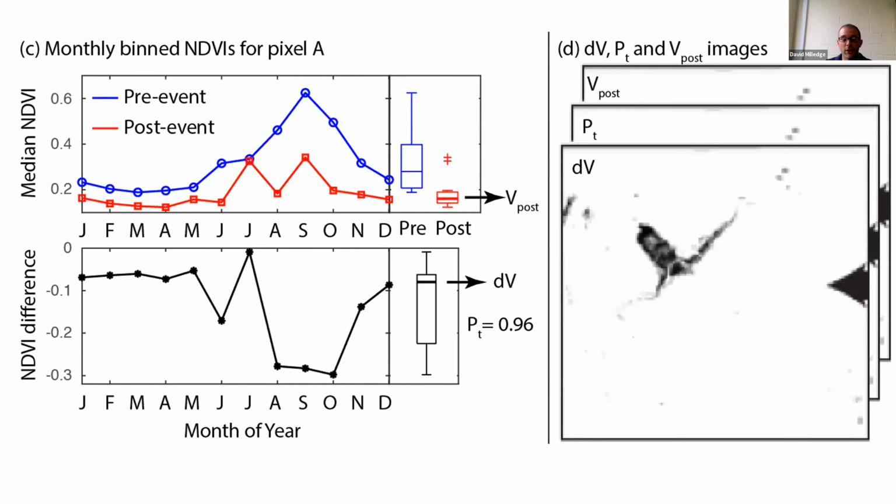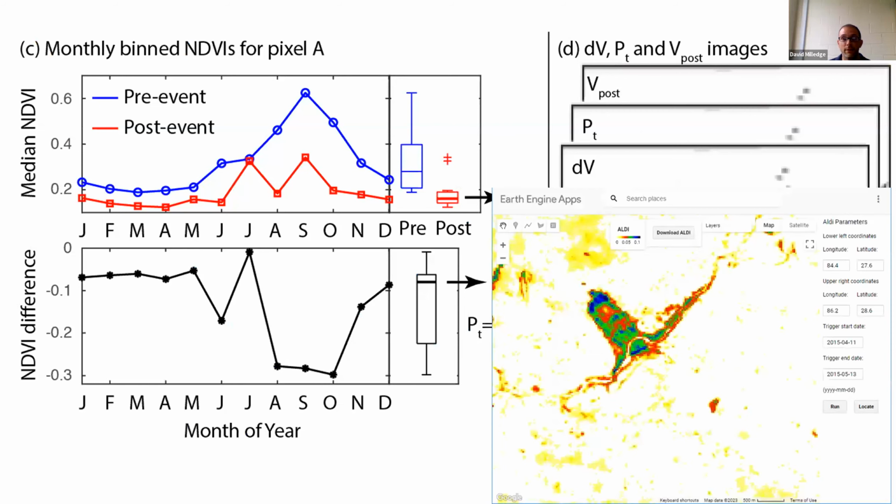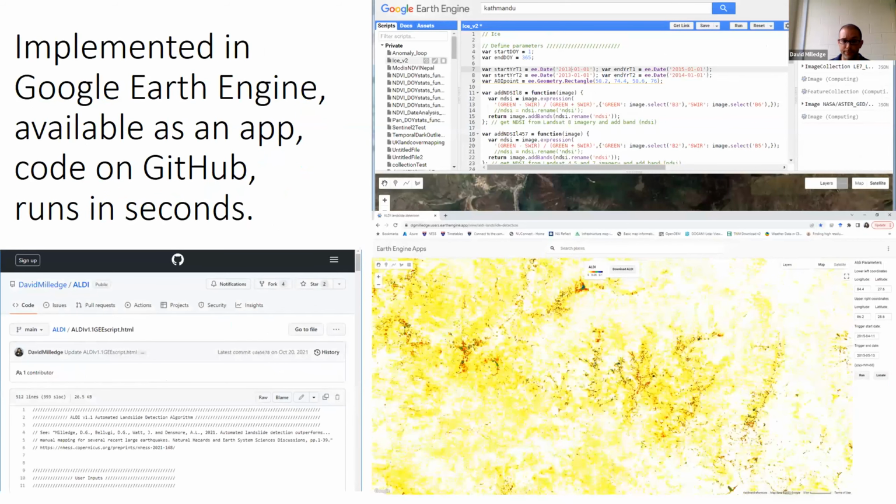You can then aggregate those different metrics for an individual pixel, combine them to give some indication of the likelihood that that pixel was part of a landslide triggered at that particular date. In my case, that's something we've called ALDI. It uses Google Earth Engine. The code is available on GitHub, and there's an app that was fairly easy to generate in Earth Engine as well.